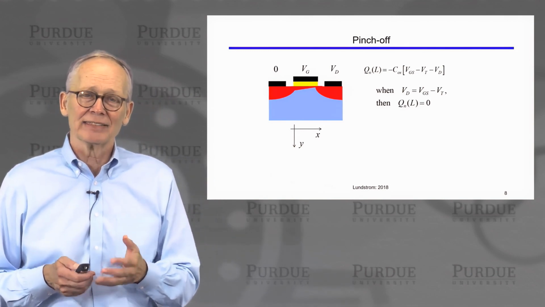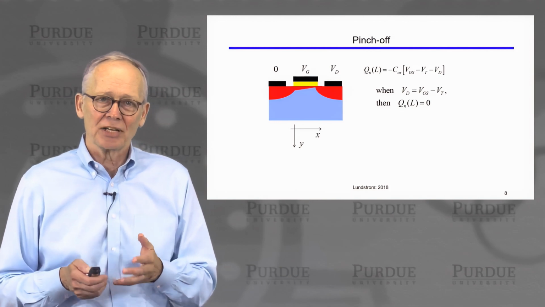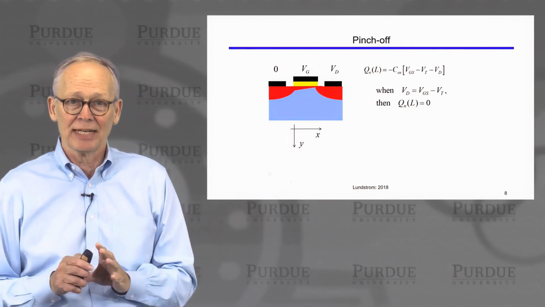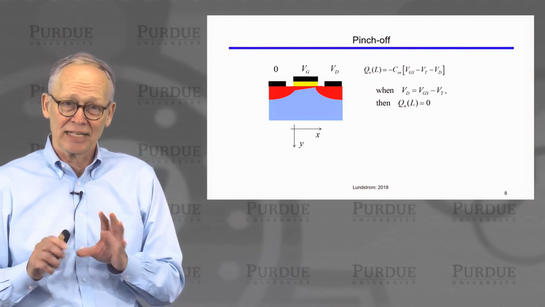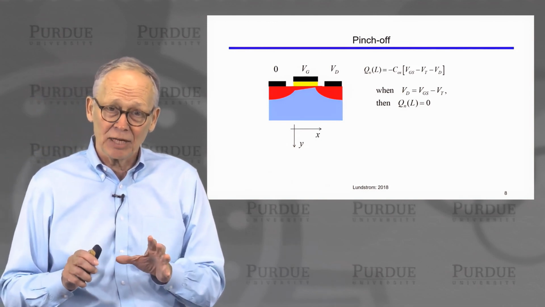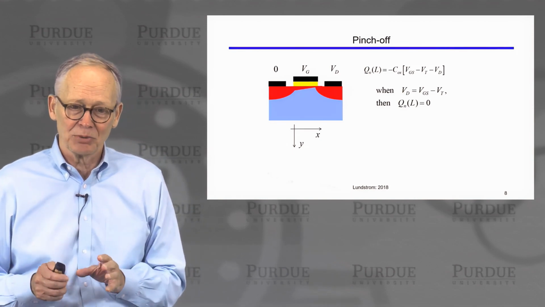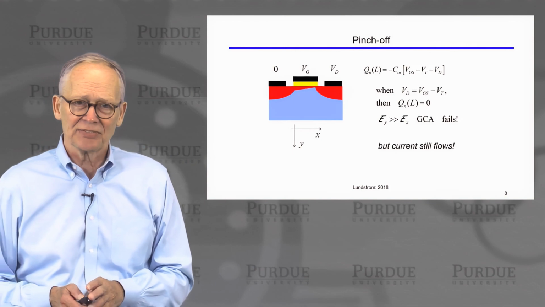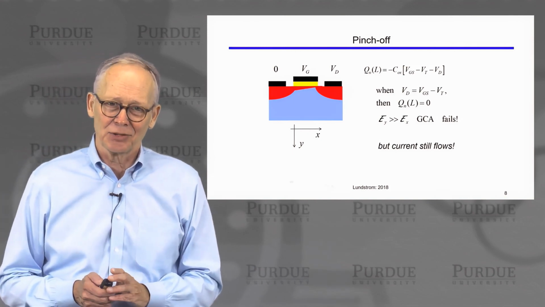What's really happening here is that at this point, the gradual channel approximation upon which this expression is based has broken down. And I have to stop. I can't use it any further. I have to figure out what is the physically reasonable thing to do. So our gradual channel approximation has failed, but current is still going to flow.